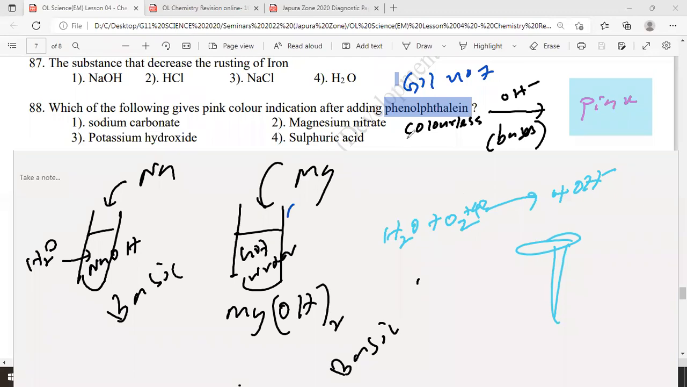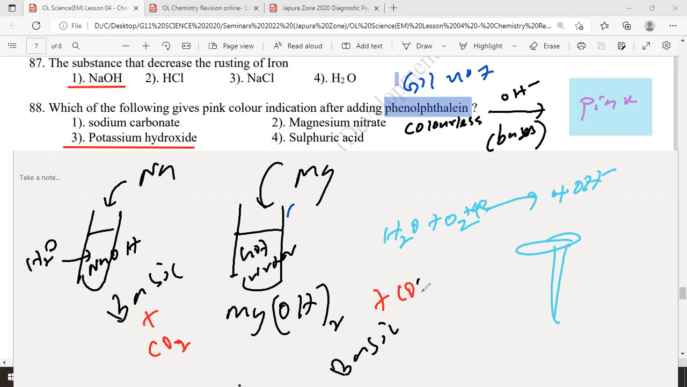Question number 89. I'll read the screen. So what is the answer for this pink coloration? What is the hydroxide? What is the base given here? The answer is potassium hydroxide.